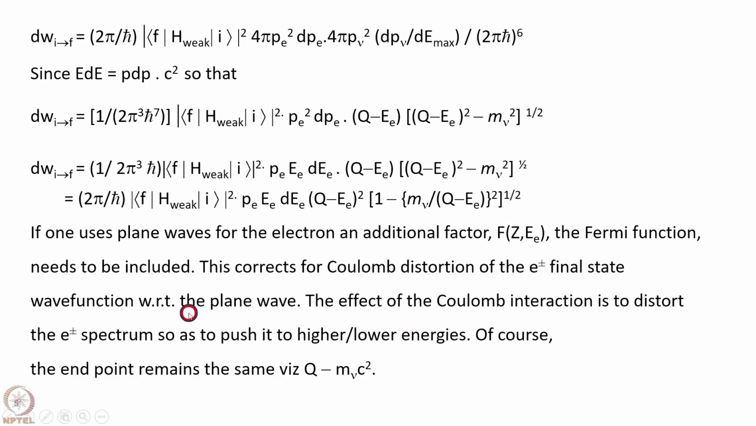So the effect of how it pushes it relative to one another we saw in the earlier slide. Of course, the endpoint remains the same. That's a constant, and that is Q minus m_nu c squared. So, of course, if m_nu is 0, then the endpoint is just the Q value. Otherwise, it is Q minus m_nu c squared.